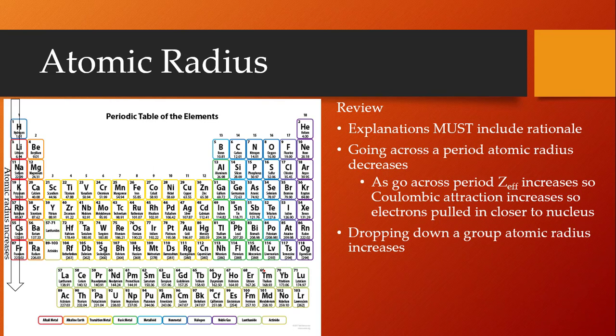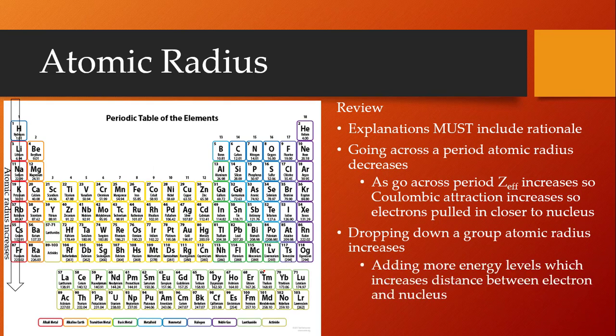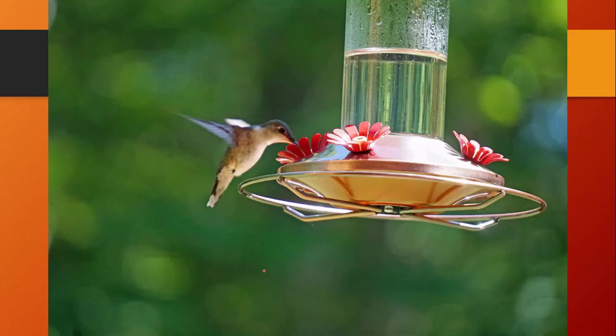As you drop down in a group, the atomic radius increases because adding more energy levels increases the distance between electron and nucleus. So that's our first atomic trend, atomic radius. We'll move on to ionization energies in the next one, and atomic radius will be used in that a bit.